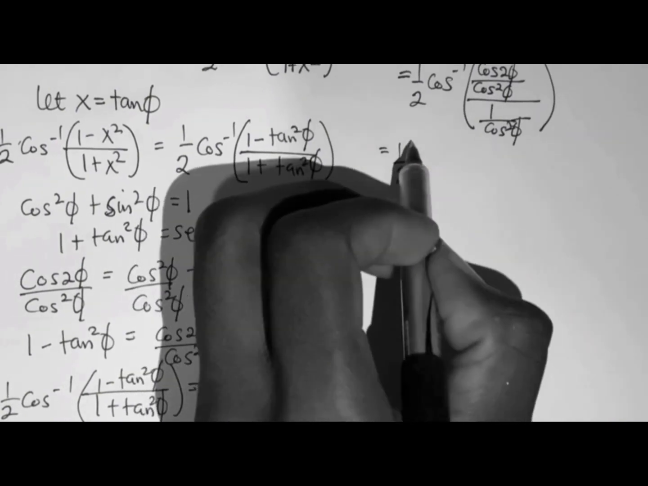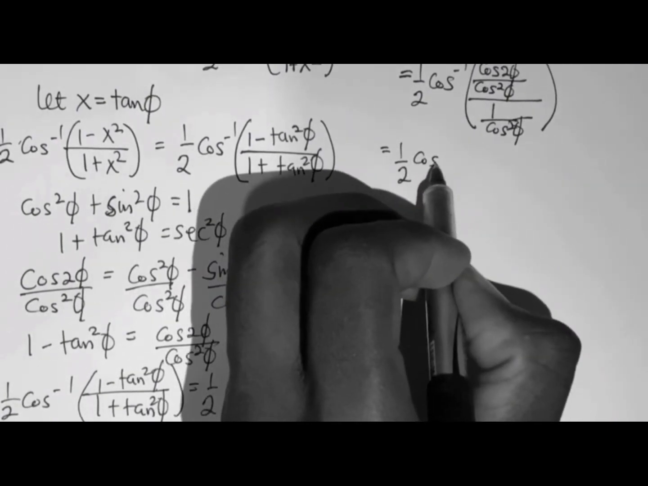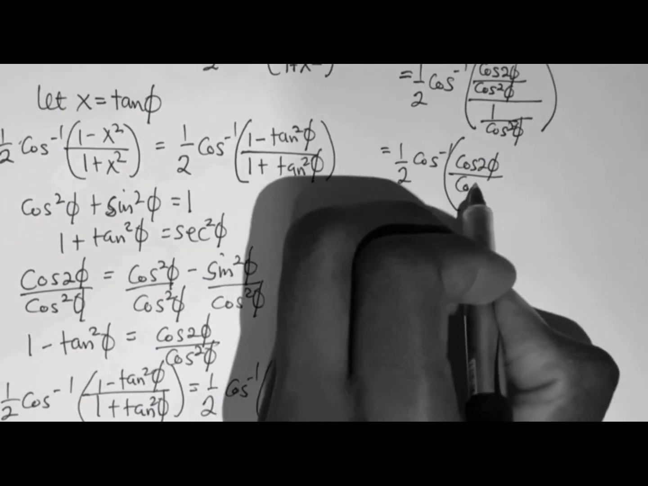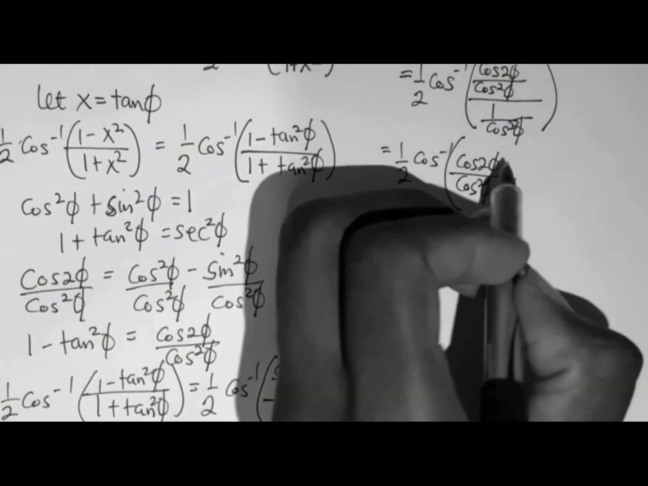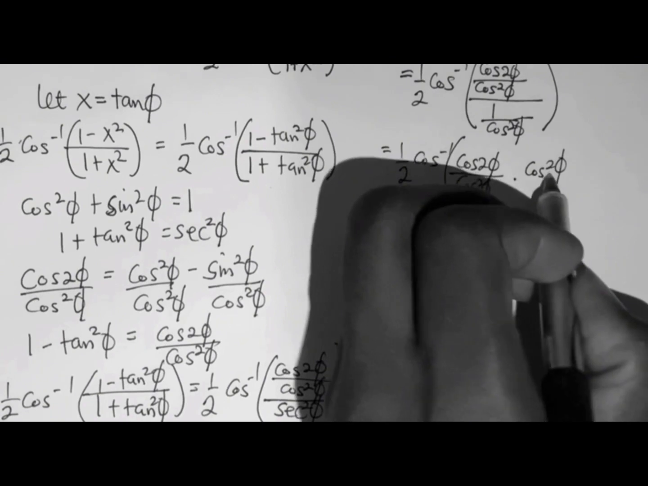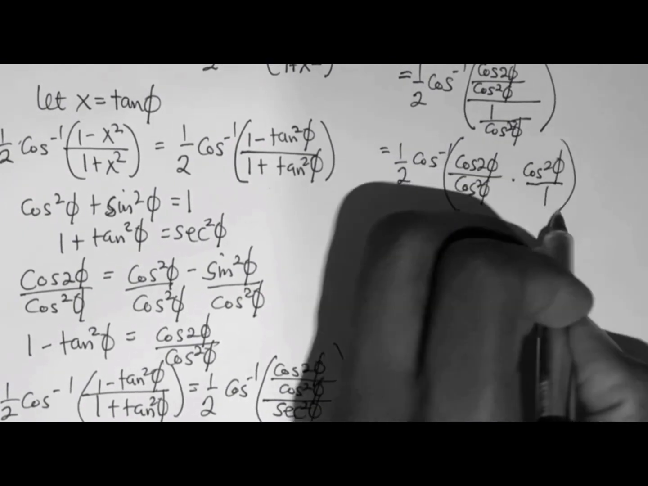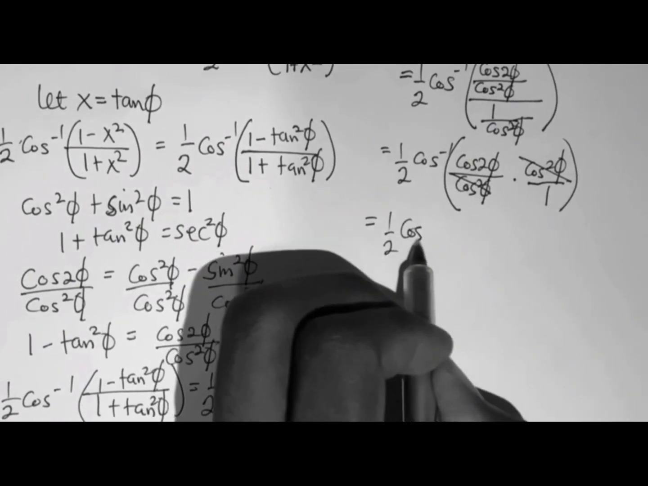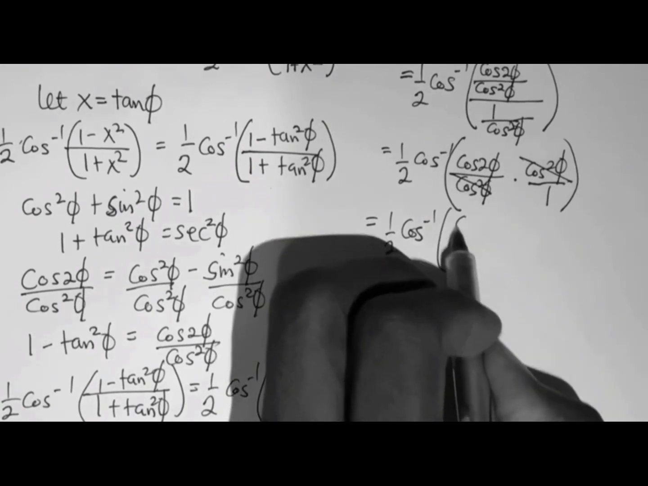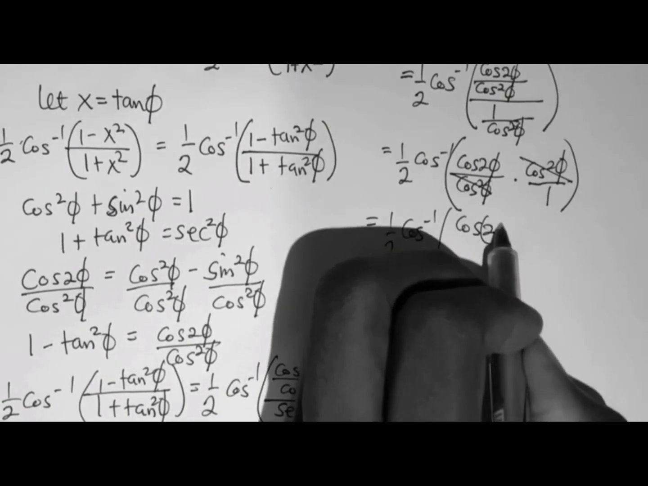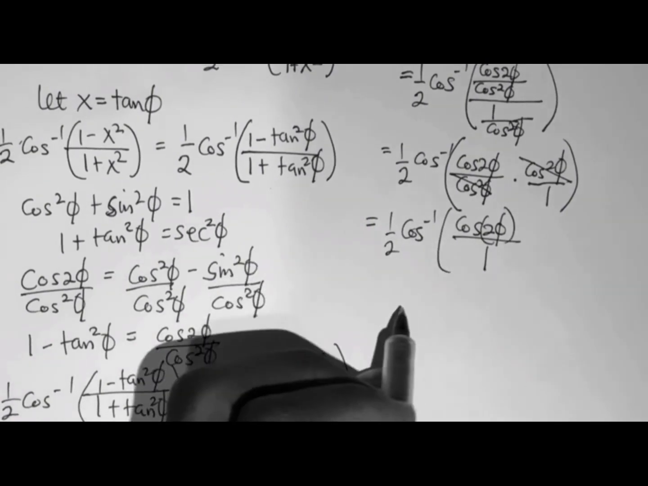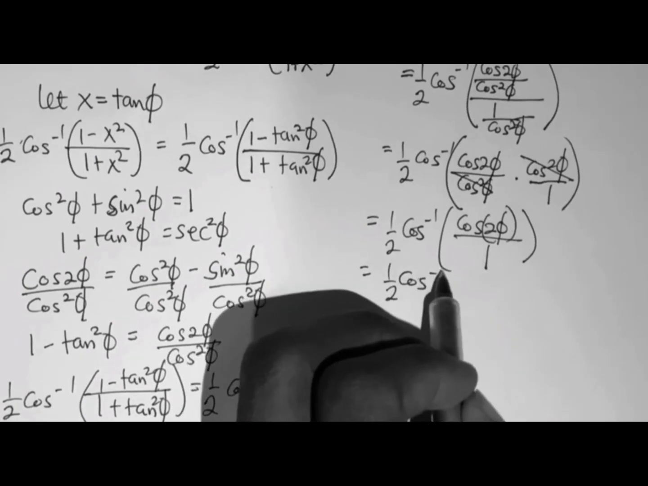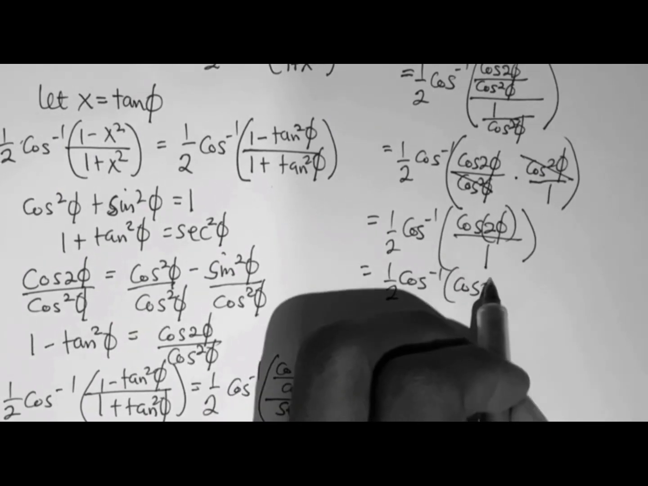So this is equal to half cos inverse of cos 2 phi divided by cos squared phi, then times cos squared phi. So cos squared phi will cancel cos squared phi. So we will be left with half cos inverse of cos 2 phi divided by 1. So this is equal to half cos inverse of cos 2 phi.